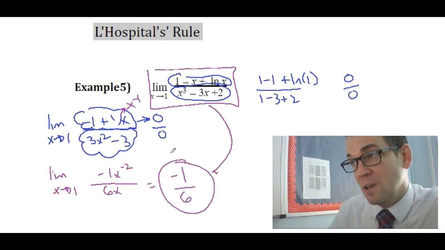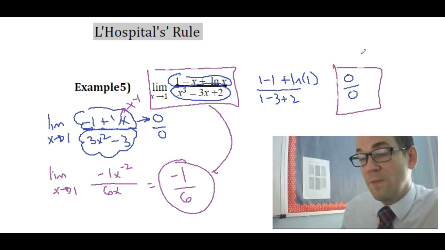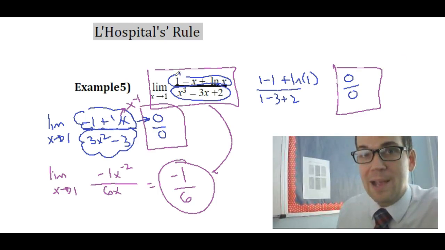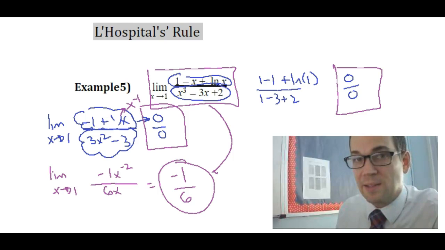after a second application of L'Hopital's rule, because 0 over 0 the first time didn't do me any good. Taking a derivative again got me 0 over 0 again. Another indeterminate form, so I did it a third time, and I got an answer that I knew how to handle. Good luck.